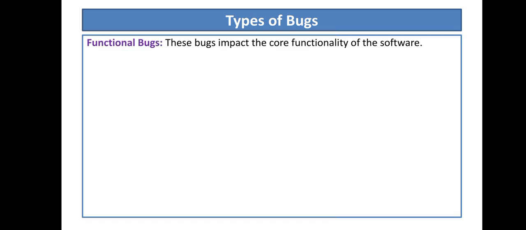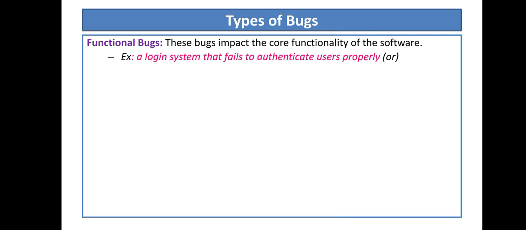And there are different types of bugs. If we talk about the types of defects or faults or bugs, there are different types. One is functional bugs. Functional bugs impact the core functionality of the software. That is, it does not work properly. An example is a login system that fails to authenticate the user properly. You have entered the user, that is the user login functionality, that's authentication.